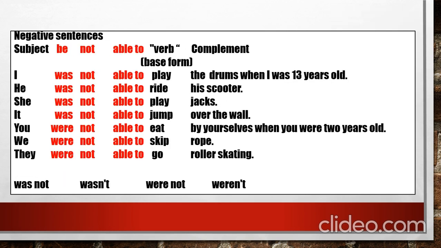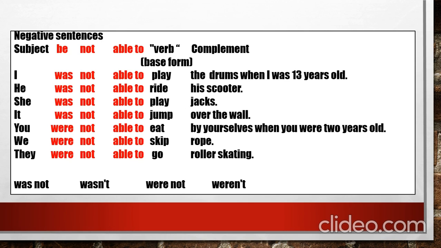Negative sentences. We add not after be and before able to. Then the verb in the base form. Finally, the complement. So we have I was not able to play the drums when I was 13 years old. Yo no pude tocar la batería cuando yo tuve 13 años de edad.